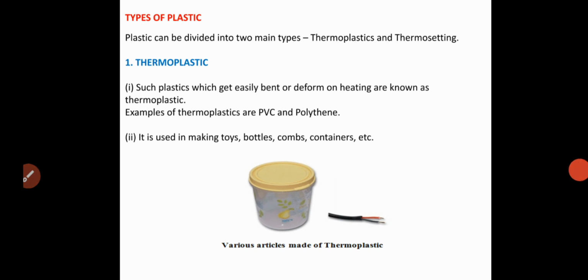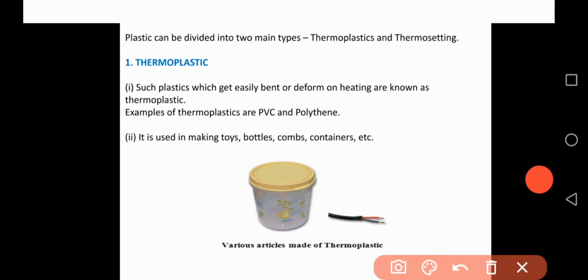Students, next coming to types of plastics. Usually there are two types of plastics. How many types of plastics are there? There are two types: thermoplastics and thermosetting plastics.